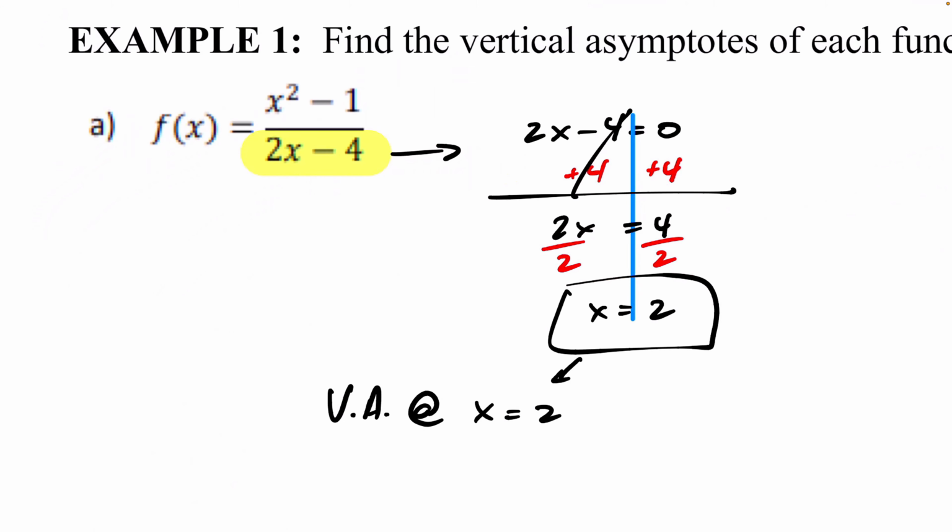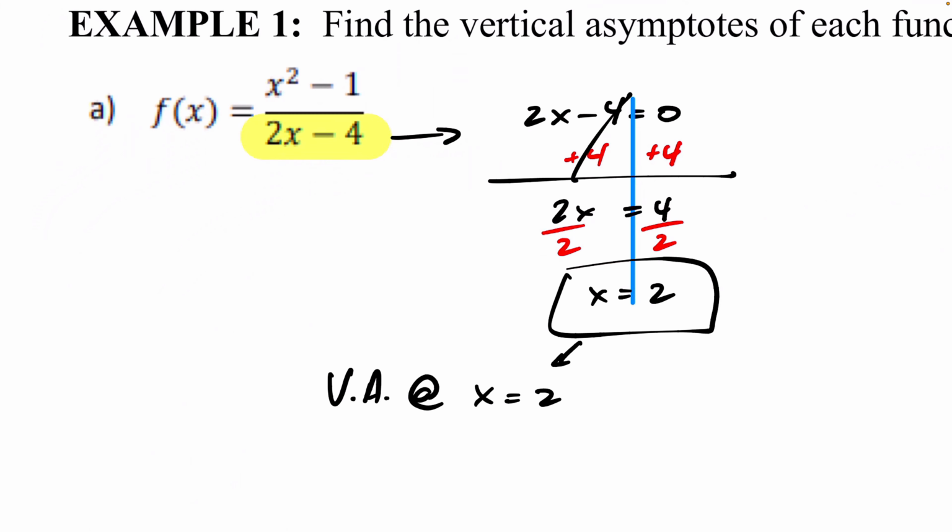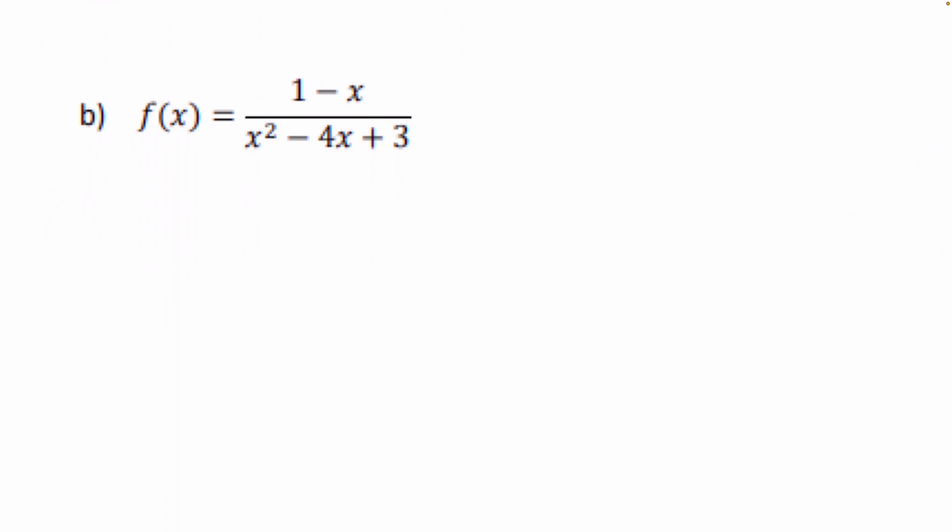How do I know it's not a hole instead of a vertical asymptote at 2? Plug it into the top. Do you get 0 on top as well? No, right? We get 3. So that means it's a vertical asymptote, not a hole. All right, so let's go to 1b.